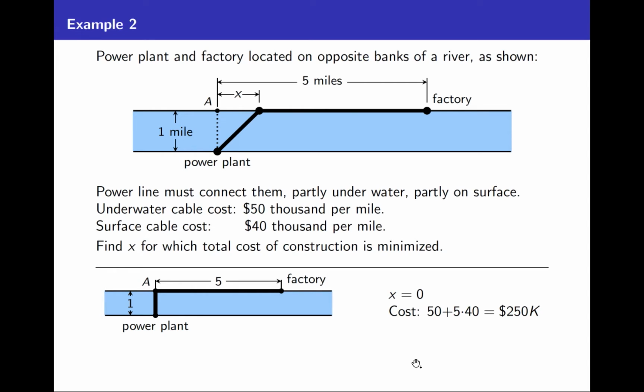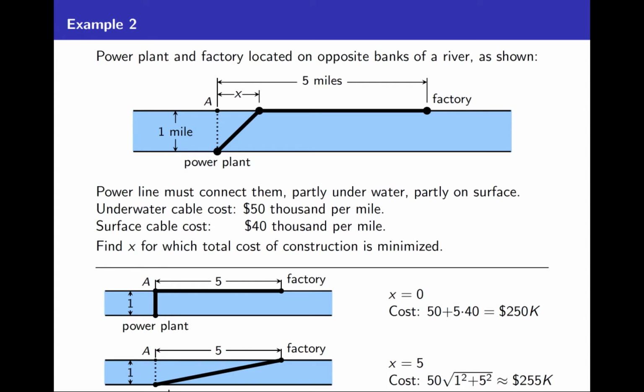On the other hand, you might say, well, I'm just going to take the shortest distance, the straight line distance from the power plant to the factory. Shorter distance means cheaper, maybe, and you just go straight across like that. And in that case, x is 5. The distance from A to this point is 5 miles now.